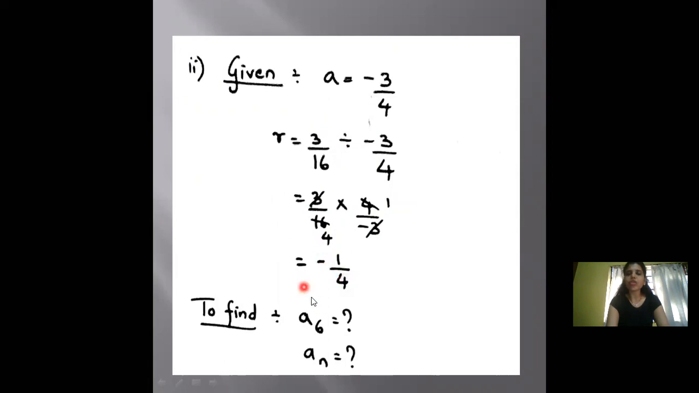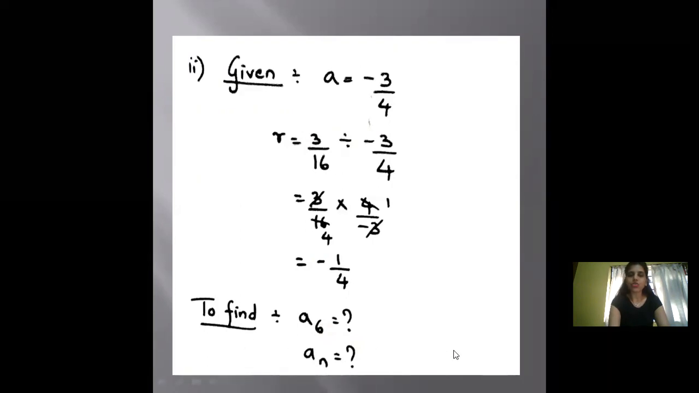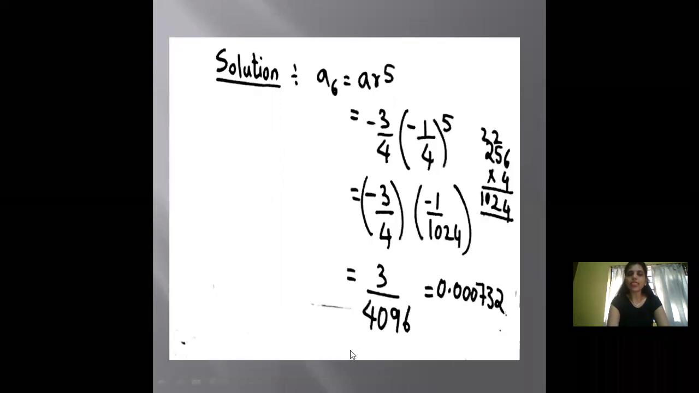Okay. Now you got the value of R, you got the value of A from the series. Now you have to find the 6th term according to the question, and you also have to find the nth term. Okay, children. So how to go about this? As you know, the 6th term can also be written as A r raised to 5. So we substitute the value of A as minus 3 upon 4, R as minus 1 upon 4, raised to 5.